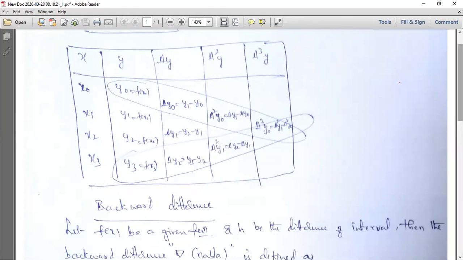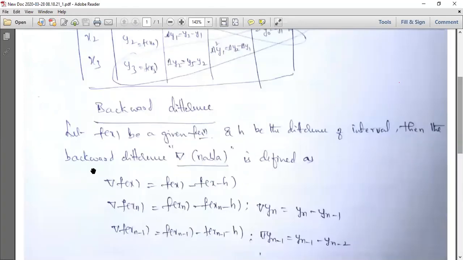Yes, listen. This is said to be a backward difference. It is denoted by nabla. So the function is defined: nabla of f of x is equal to f of x minus f of x minus h. But forward means what? Delta f of x is equal to f of x plus h minus f of x. Just try to understand here.